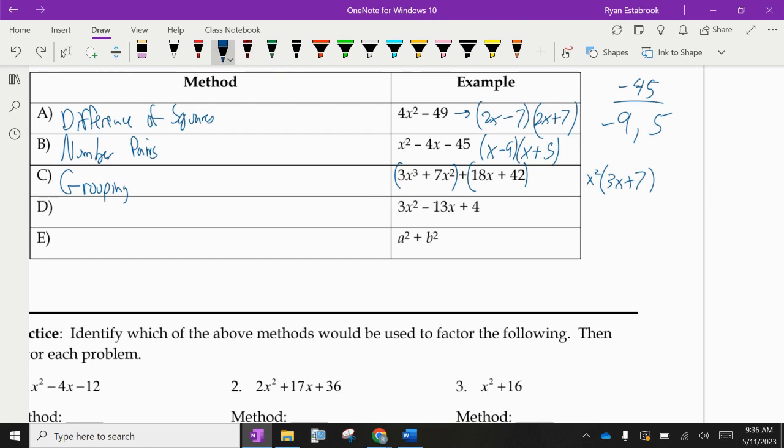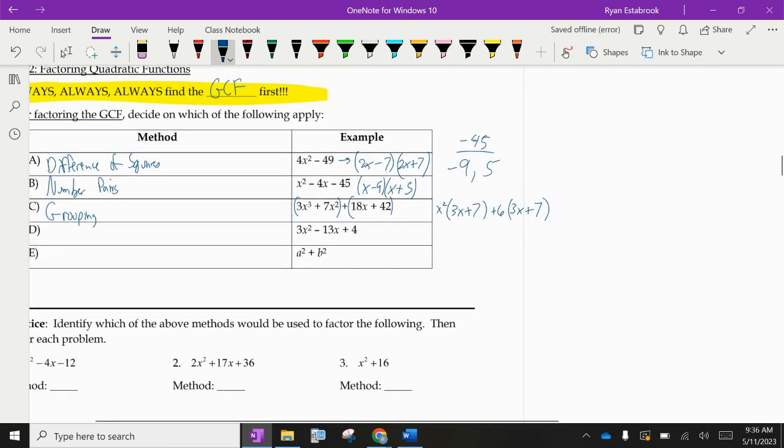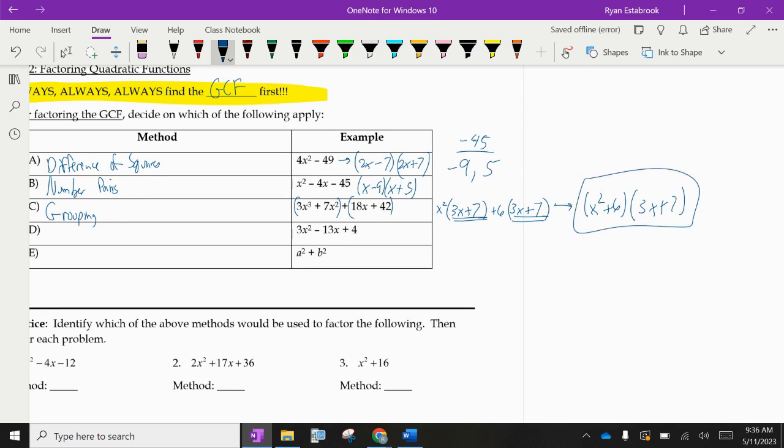And then for the back half, what's the GCF between 18x and 42? 6. 2 goes into both, 3 goes into both, but 6 is the biggest, the greatest. So plus 6 parentheses. 6 times 3x is 18x. 6 times 7 is 42. And if this is being done correctly, then those should be the same. And we'd have x squared plus 6, those are the GCFs out front, times 3x plus 7. This is grouping.